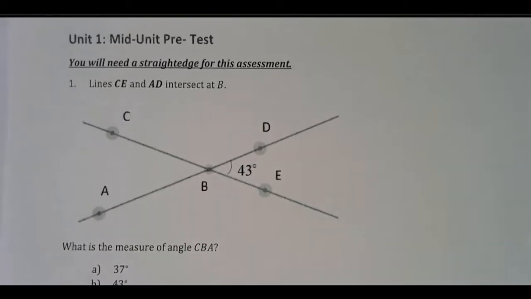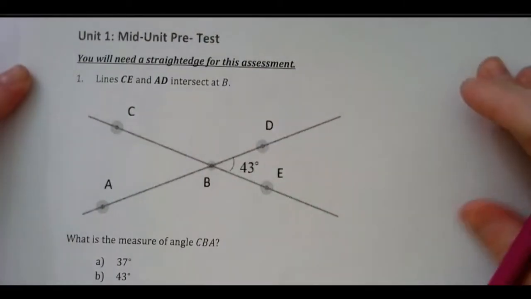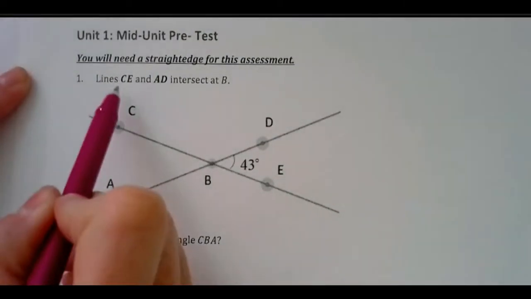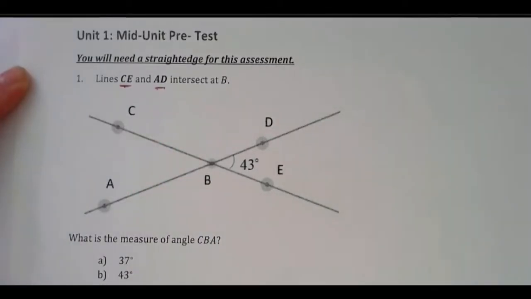Start the pretest review. Eventually you will need a straight edge for the assessment. Number one, it's actually not necessary though. For number one, lines CE and AD intersect at B.